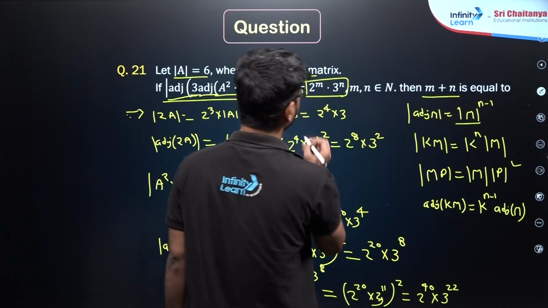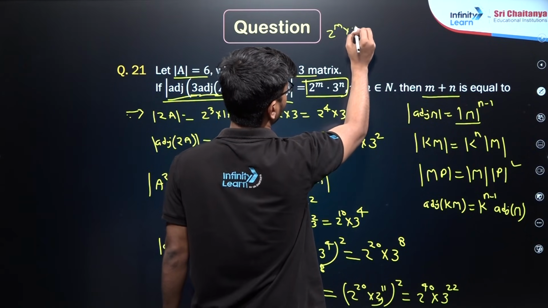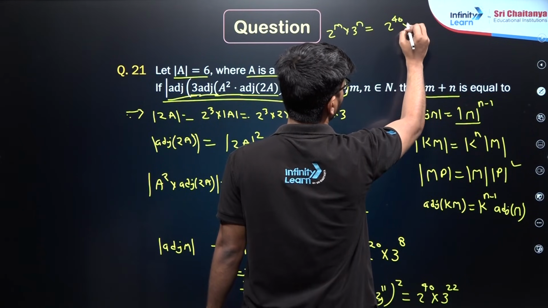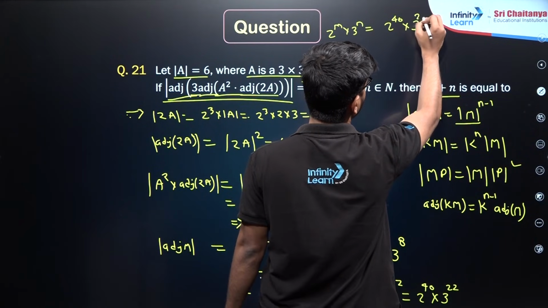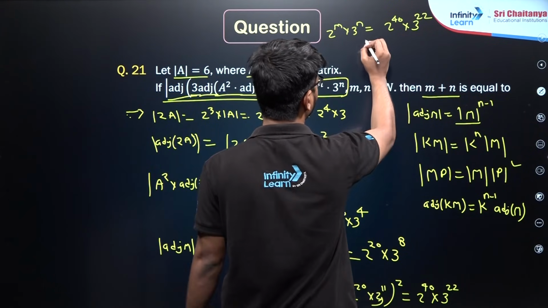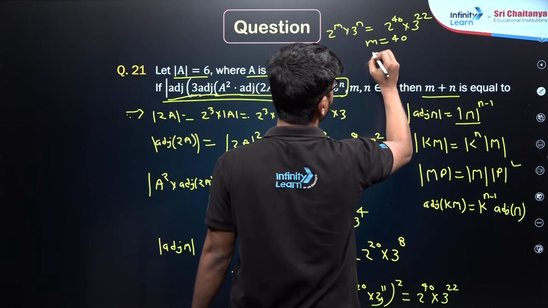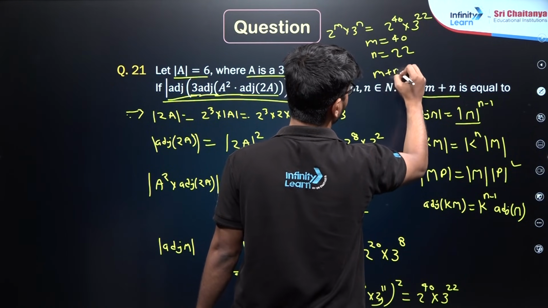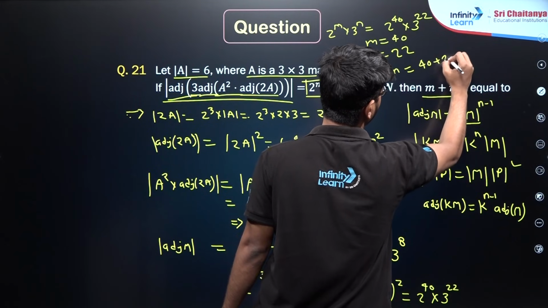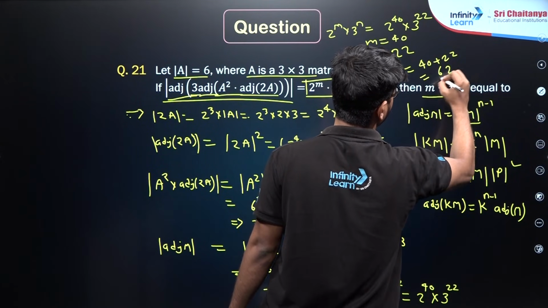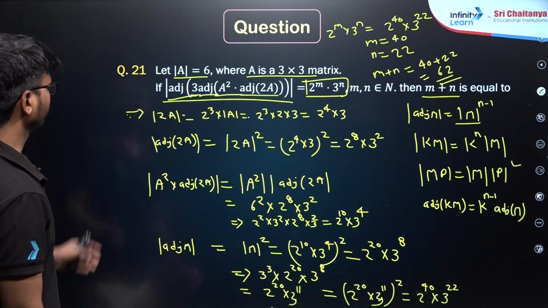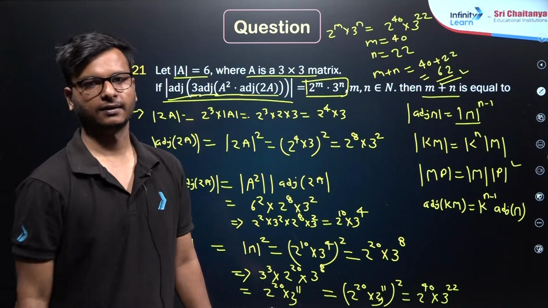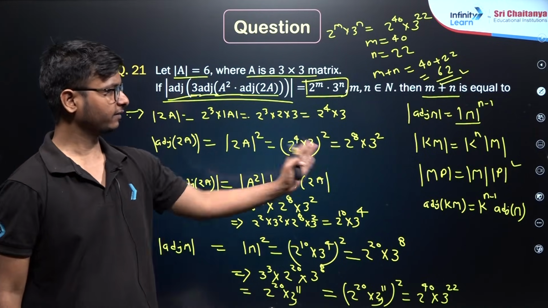So finally we are getting 2 to the power m into 3 to the power n as 2 to the power 40 into 3 to the power 22. Correct? So the value of m we are getting as 40 and the value of n we are getting as 22. So if you find the value of m plus n, that is 40 plus 22, that is nothing but 62 we are getting. Okay? This is the numerical type, the answer is not given, so the answer will be 62. Clear? Nothing, we are just using the properties I listed there.